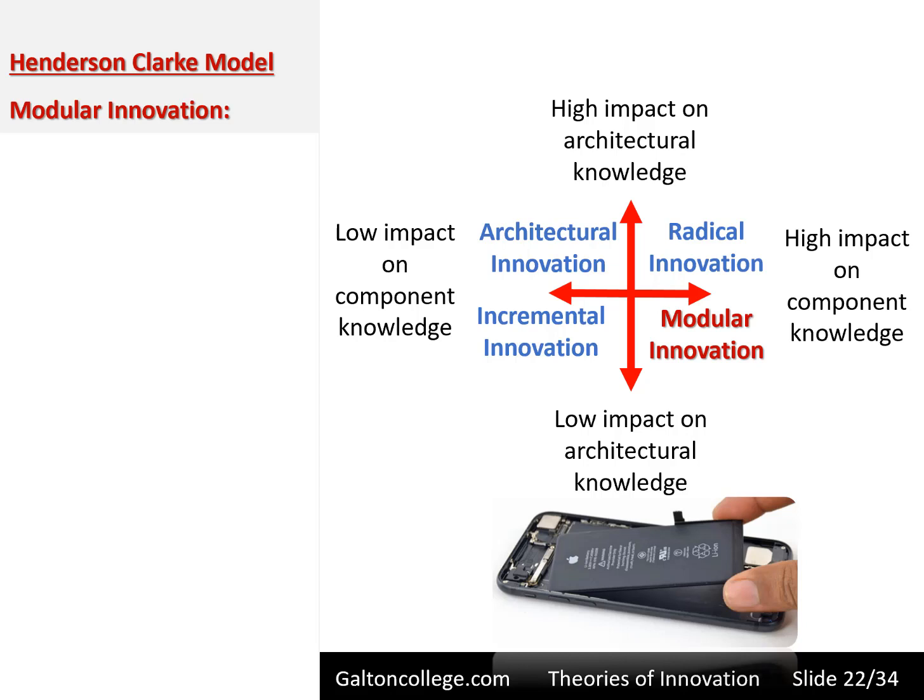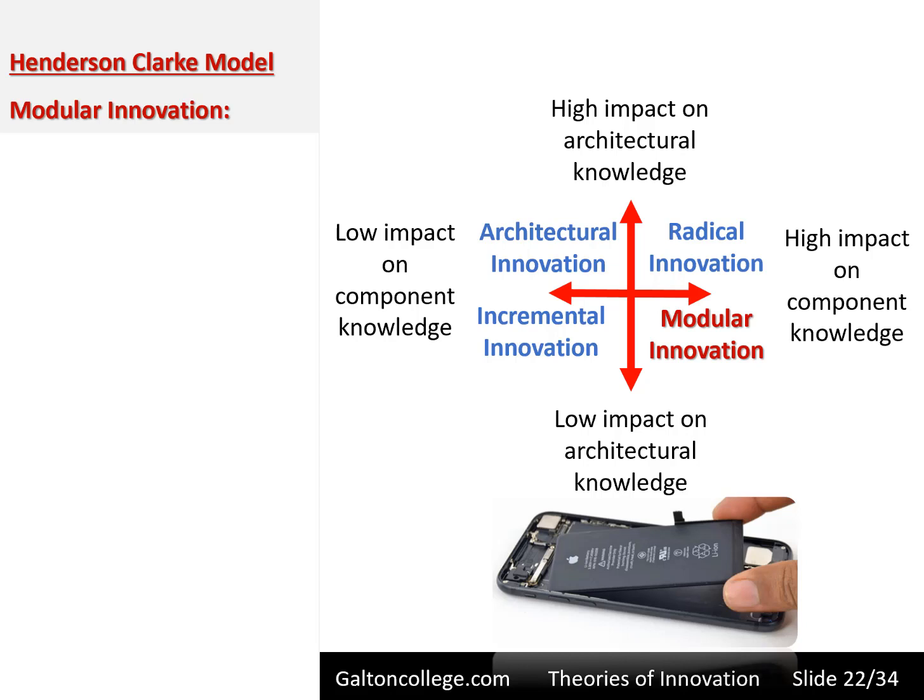Modular innovation, well, low impact on architectural knowledge. So back to the iPhone for a second. The iPhone remains an iPhone, but we might want to add a new battery, a new component. The battery itself might have been improved. So that's high impact on the component knowledge, but low impact on architectural. It still is an iPhone. So the architectural knowledge remains the same.